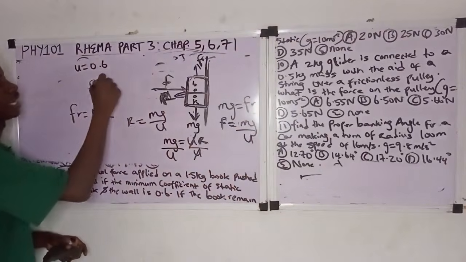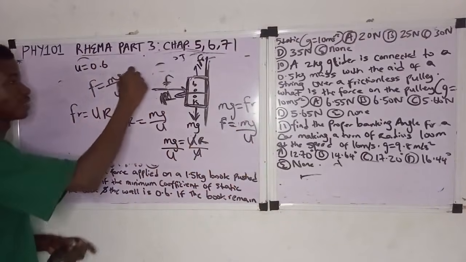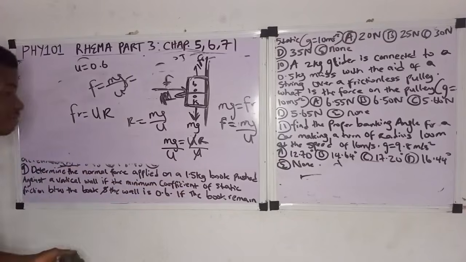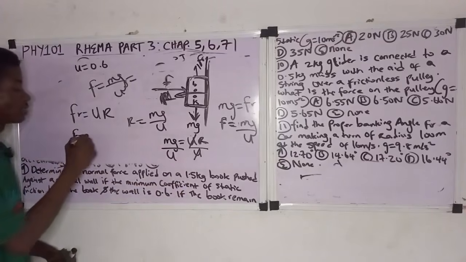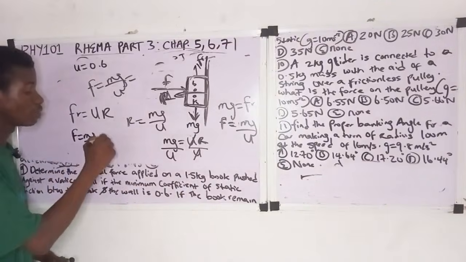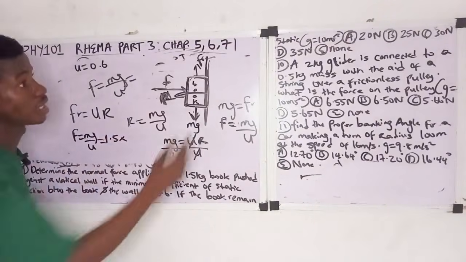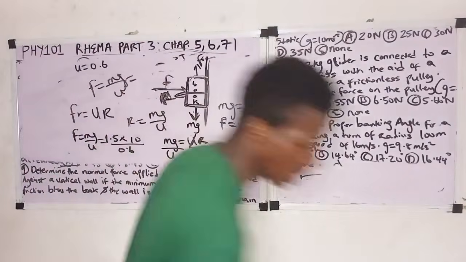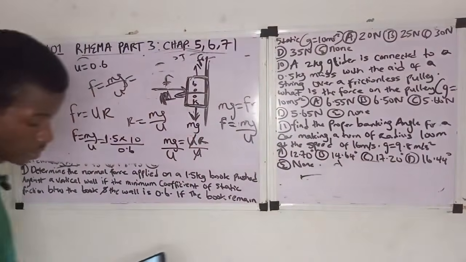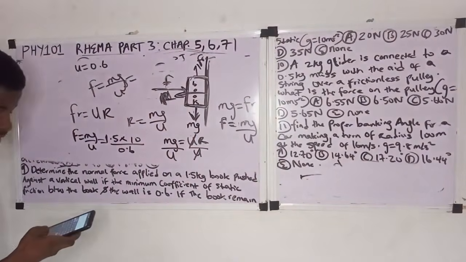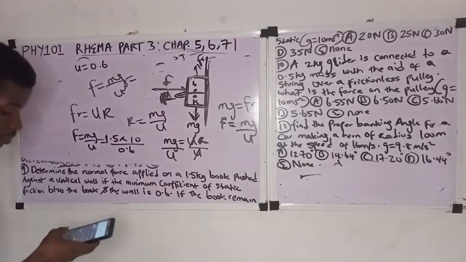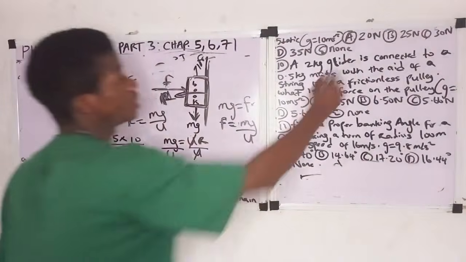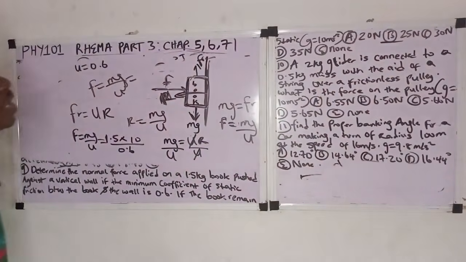Okay, so let's look for the force now. mg over mu, very easy. So let's continue. What is the mass of the book? It is 1.5. Since force is equal to mg over mu, the mass of the book is 1.5, then we all know g is 10, and mu is 0.6. So 1.5 times 10 divided by 0.6, the answer is 25. So the force is 25 Newton. The answer is B. Okay, yes. So let's go to the next question.